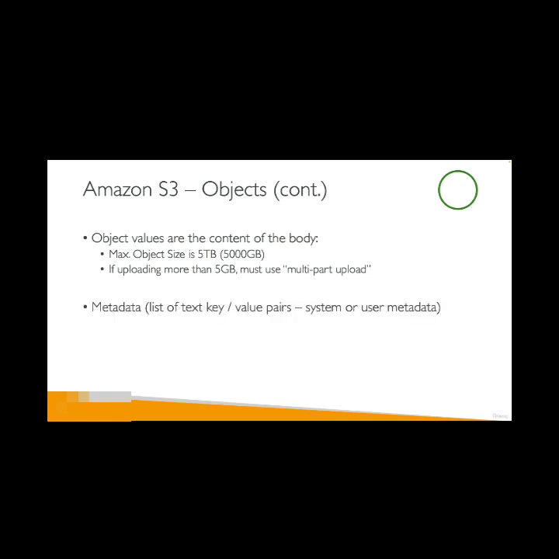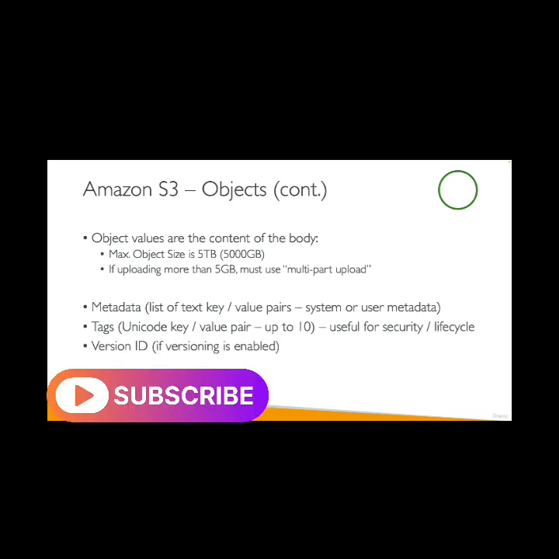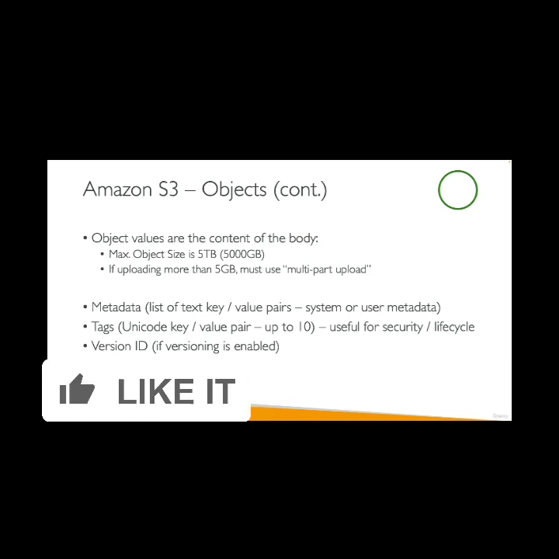Now, the objects can also have metadata. It's a list of key and value pairs that could be set by the system or set by the user to indicate some elements about the file. There are also tags, which are Unicode key and value pairs, up to 10, and they're very useful for security and lifecycle. Sometimes the object will have a version ID if you have enabled versioning. So that's it for an introduction to Amazon S3. I'm sure you're curious about how that works, so let's go in the console to get started.